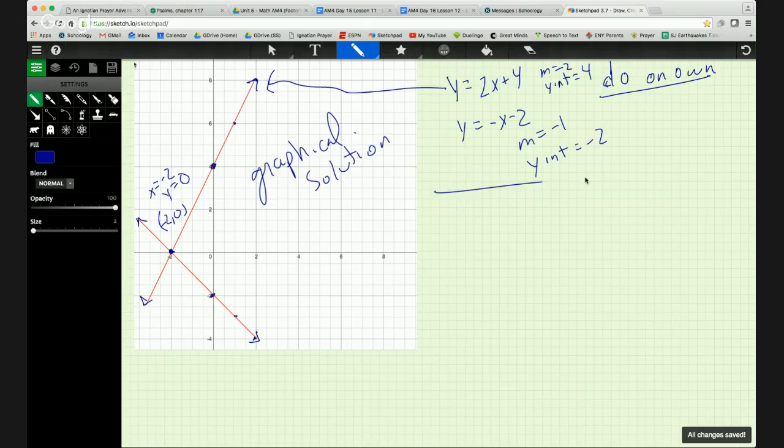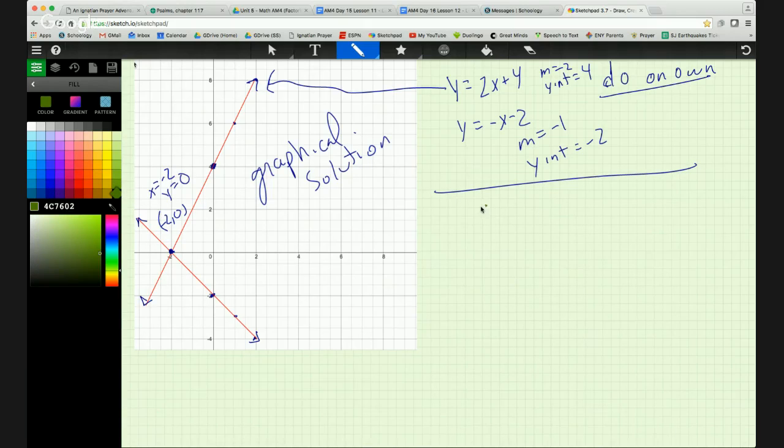Now we're going to do our algebraic solution. We have y equals 2x plus 4 and y equals -x minus 2. Again, because we know that y is this and y is also this, these two must be the same. This is an important concept to understand: if a equals b and a equals c, then b equals c. This is called the transitive property of equality. If one thing equals another and one thing equals another, then those two things must be the same.